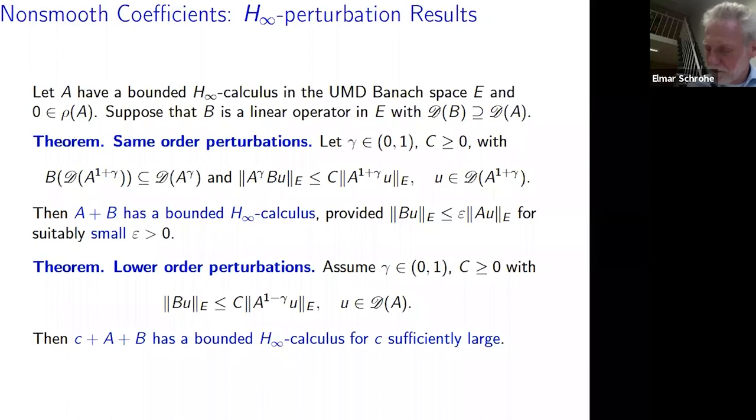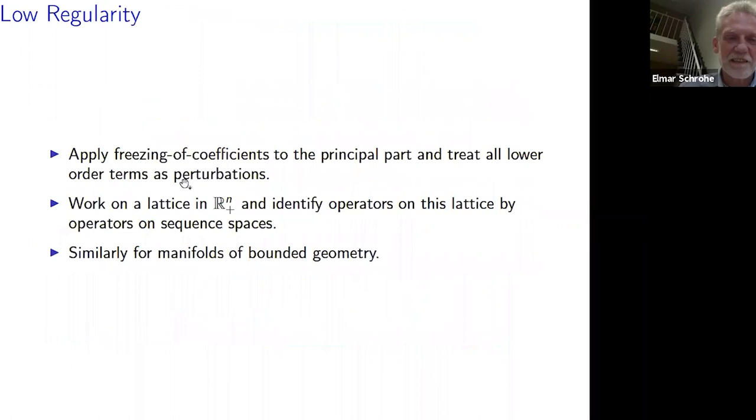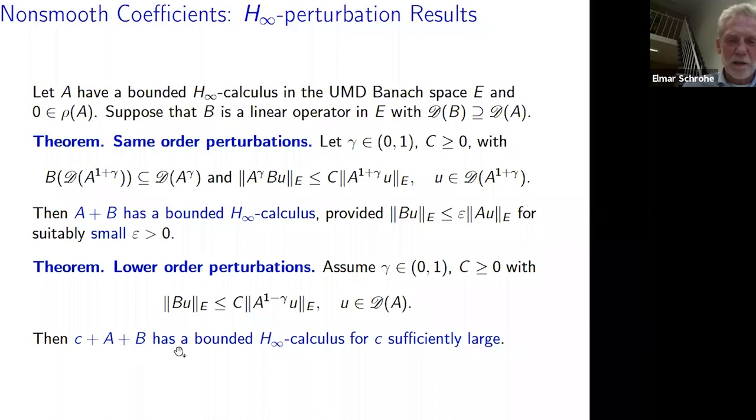Okay, just to indicate what we do for the lower order terms, we use perturbation results that are fairly well known in this business. The perturbation result says you can perturb by the same order if the operator acts on a slightly shifted scale and is small compared to the operator you perturb with. So if A has a bounded H infinity calculus, then you can add a B of the same order if it's small compared to A and has the shift, sorry. On the other hand, you can always add a lower order perturbation, as big as it may be, as long as it has lower order compared to A. So yeah, you might have to shift the operator a bit, but that's not a big deal. So this is what we apply.